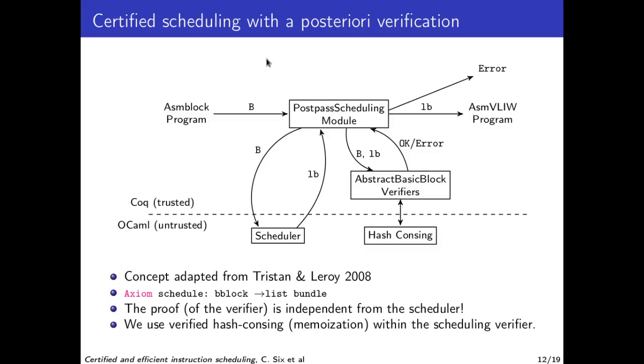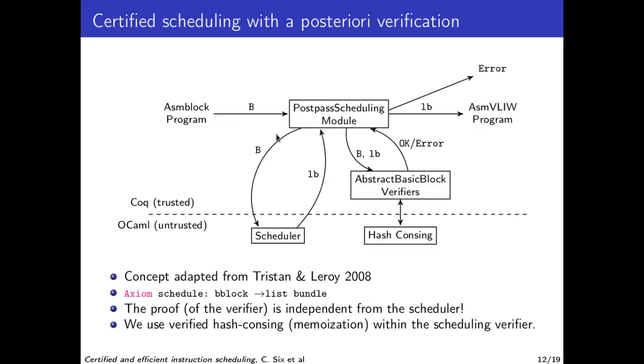In order to do so, we use the concept of a posteriori verification. The basic idea is that writing a scheduler in Coq and then proving it is very hard. So instead, we split it in two parts. The first part is the scheduler, written in OCaml, but it could be written in any language. This scheduler is not trusted. And then the second part has a certified verifier, which will actually verify the result from the scheduler in order to figure out whether this result is correct or not. So the ASM block program sends a basic block B.